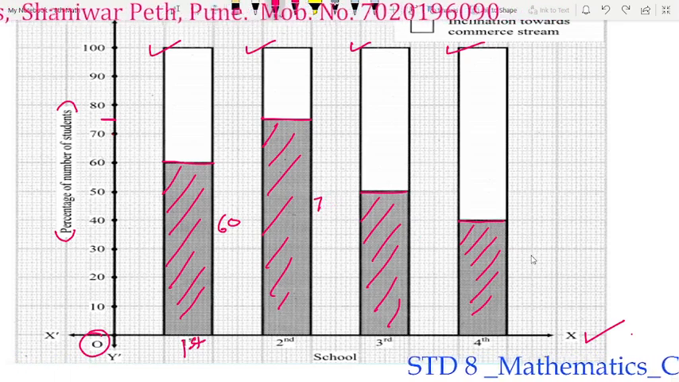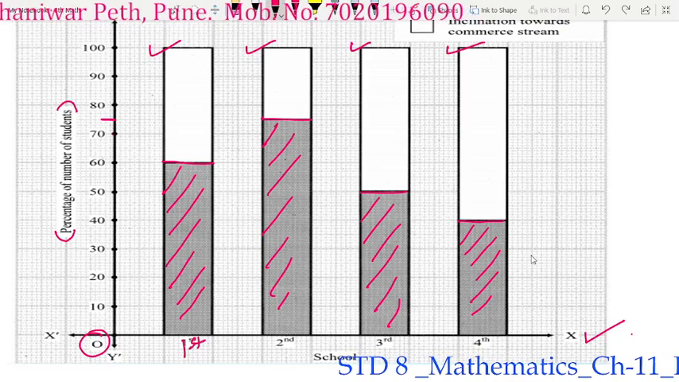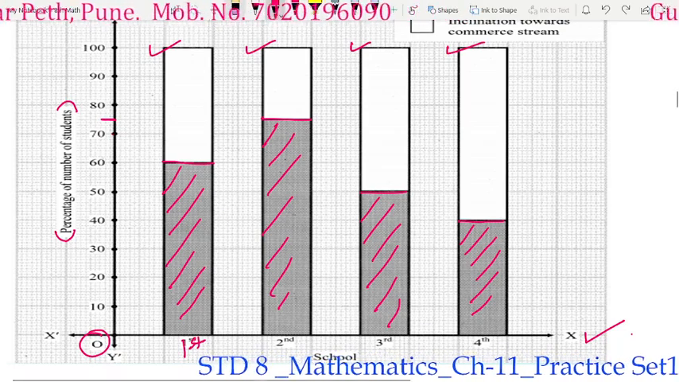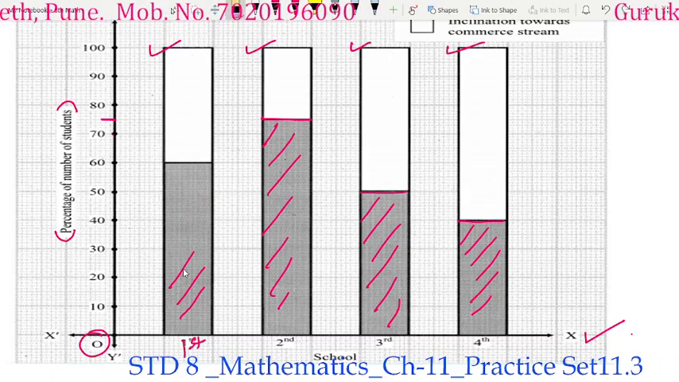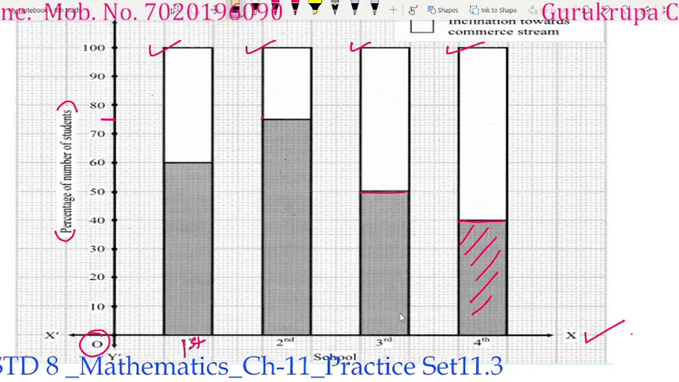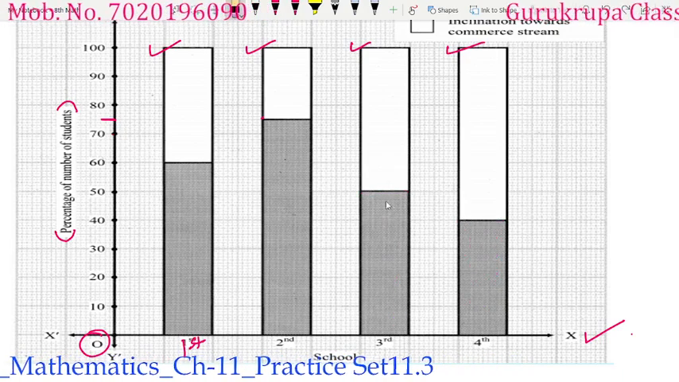Any question regarding this part? No, sir. Now scale, color coding. You should write down the color coding here. These are already colored, so I just take that.